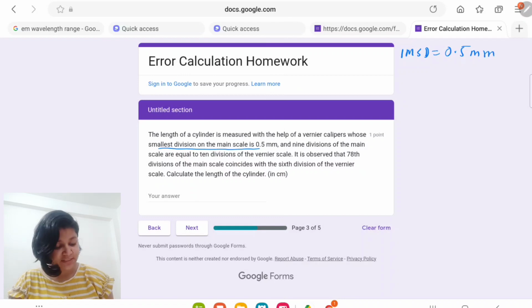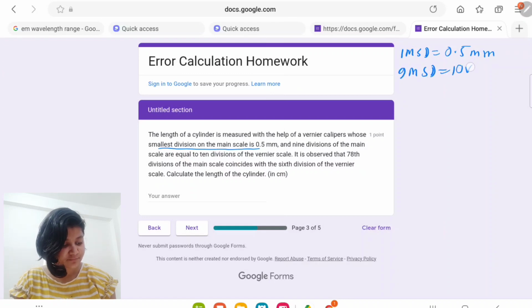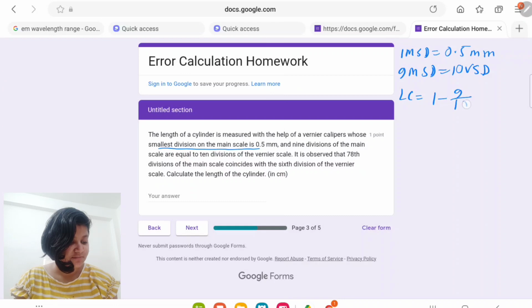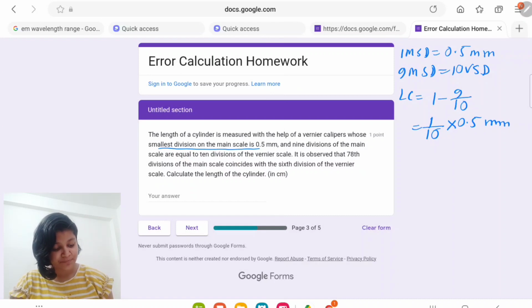They have also given that 9 main scale divisions equal 10 vernier scale divisions. What does that information provide you? It gives you the least count of our vernier scale. So the least count is 1/10 main scale division, or in millimeter 1/10 into 0.5.